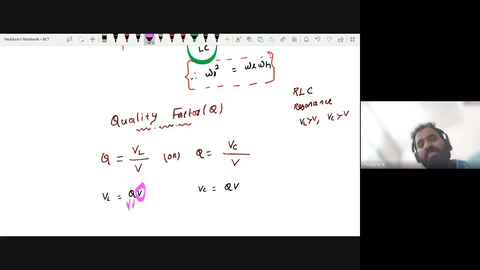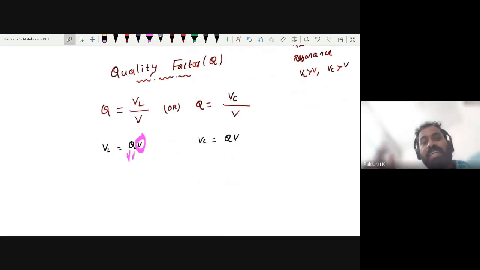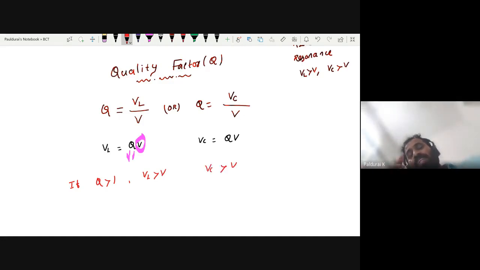If Q is greater than 1, what will happen? VL is greater than V. See my observation: if the quality factor is greater than 1, then VL is greater than V. Similarly, here VC is greater than V. So this quality factor should be very, very high for an RLC circuit, and it is the figure of merit. Got the idea? If Q is some 100, then the voltage drop across the inductor is 100 times the applied voltage.